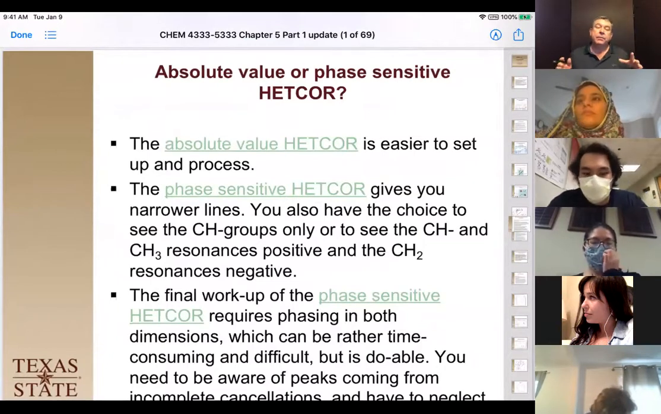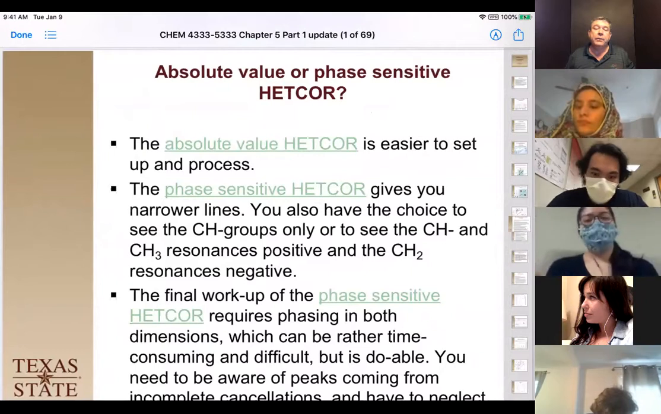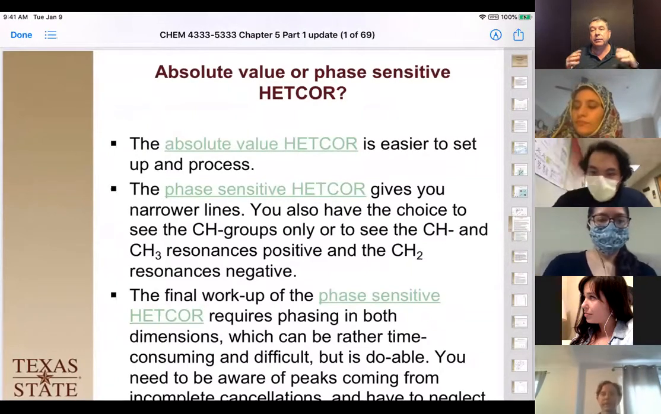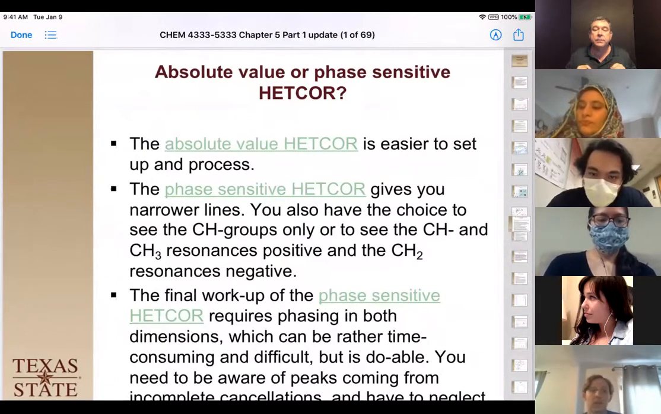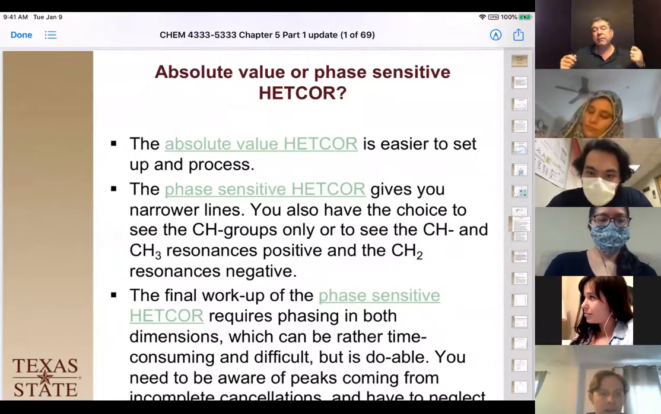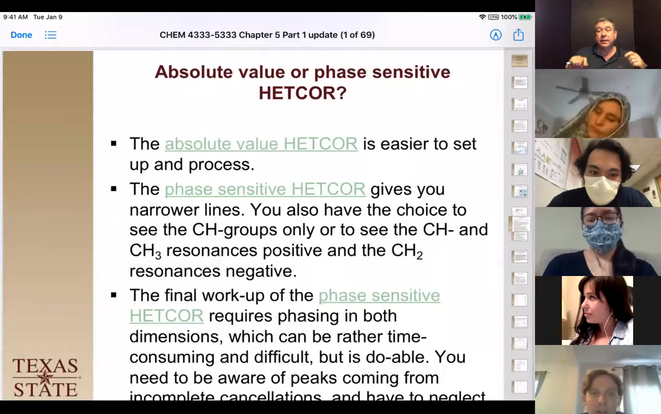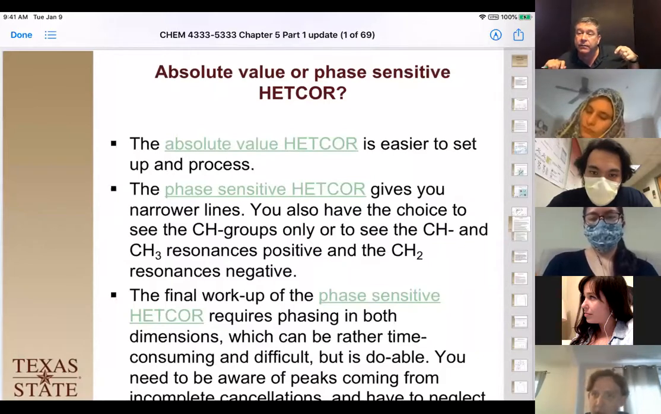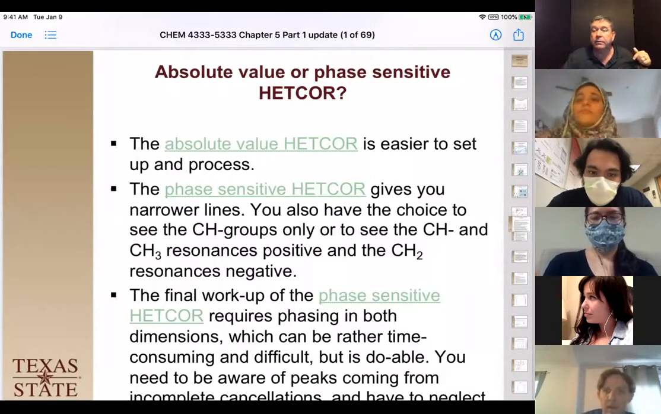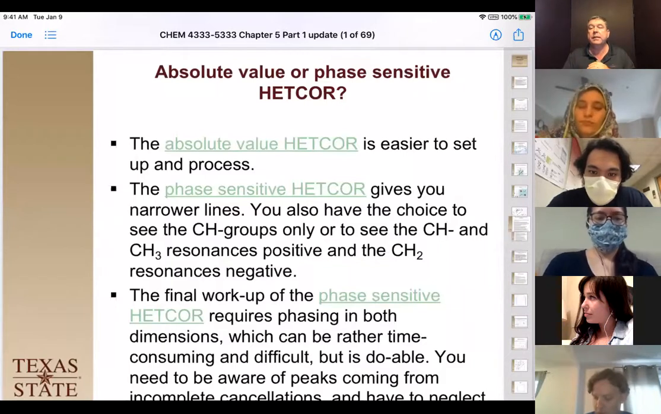Now the next thing I want to talk about is HETCOR. We actually have 2 different ways to do HETCOR. One is absolute value, which gives us ups and down phases and kind of sums them together. Then we have phase sensitive HETCOR. What we see here is the graph on the right, the zoom of just the AC coupling. Yes, it is.